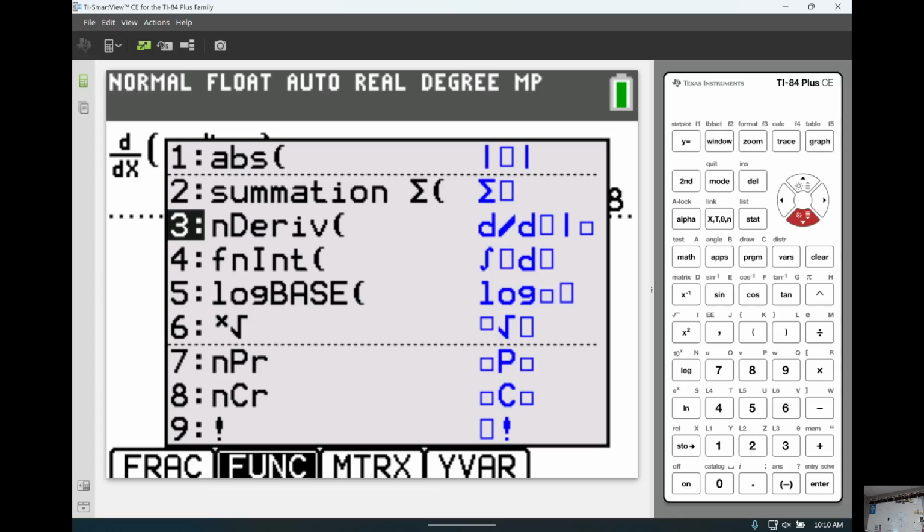Yeah. 0, 1, and negative 1 or something. Okay.